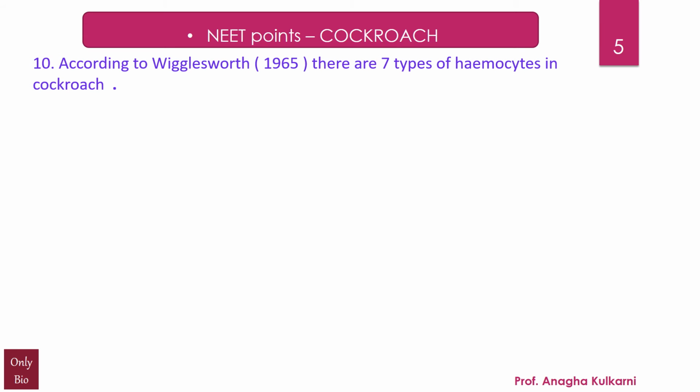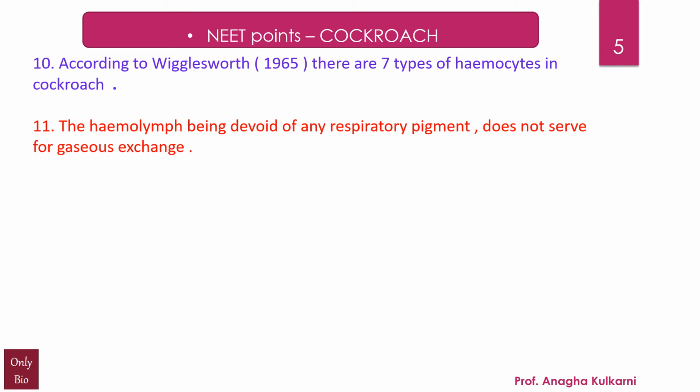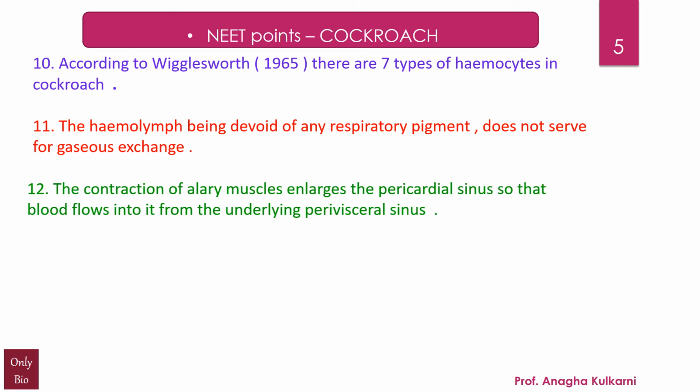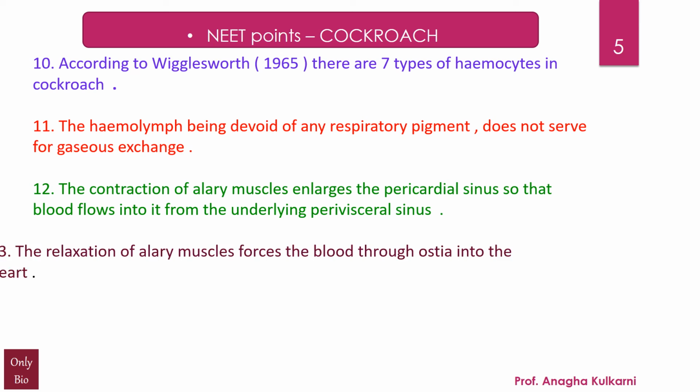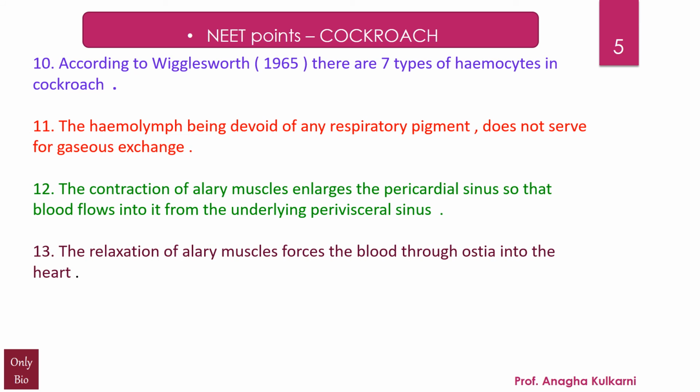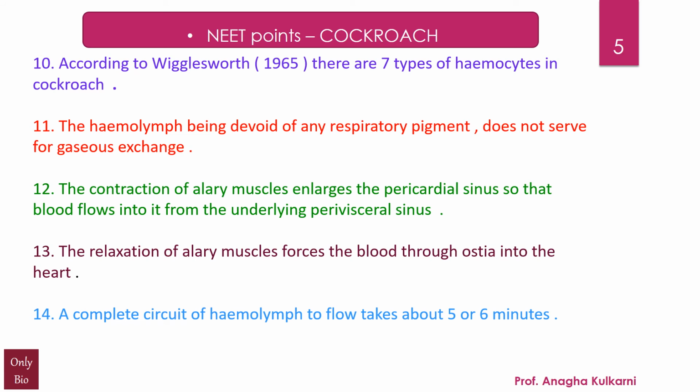Point number 10, according to Wigglesworth, there are 7 types of hemocytes in cockroach. Next, the hemolymph, being devoid of any respiratory pigment, does not serve for gaseous exchange. Next, the contraction of alary muscles enlarges the pericardial sinus so that the blood flows into it from the underlying perivisceral sinus. Next, the relaxation of alary muscles forces the blood through ostia into the heart. Next, a complete circuit of hemolymph flow takes about 5 or 6 minutes.